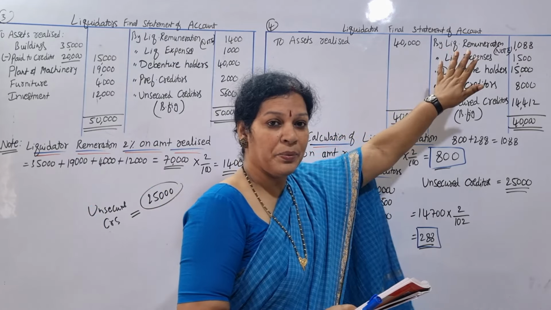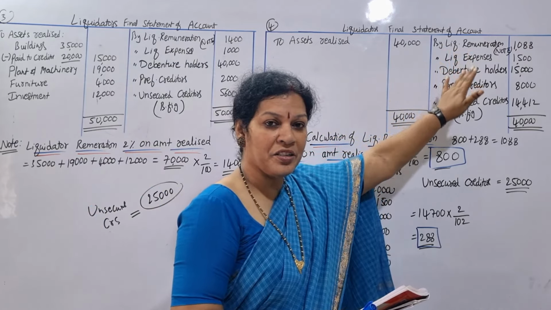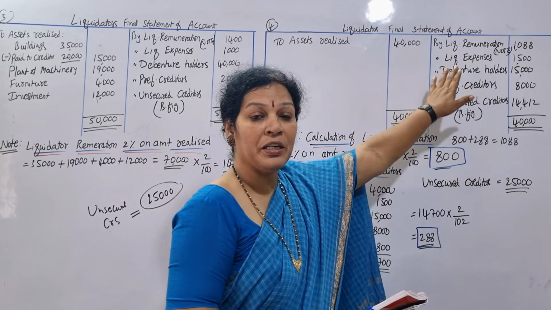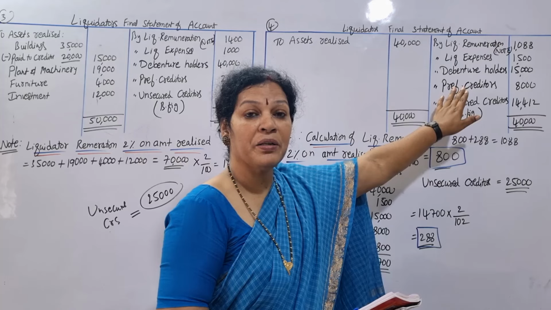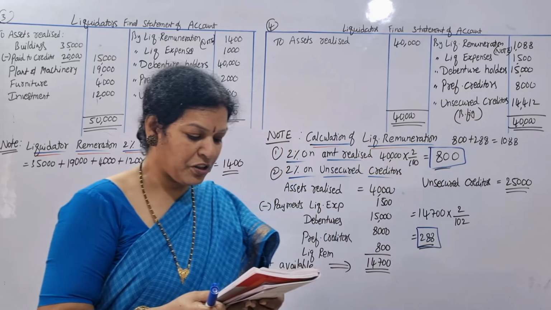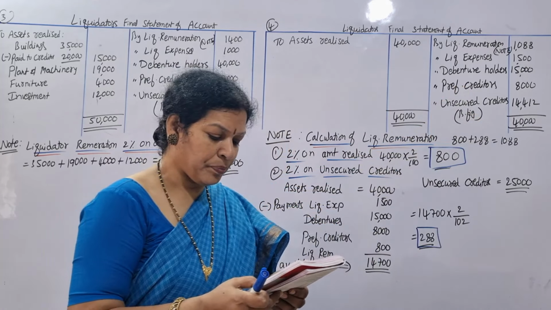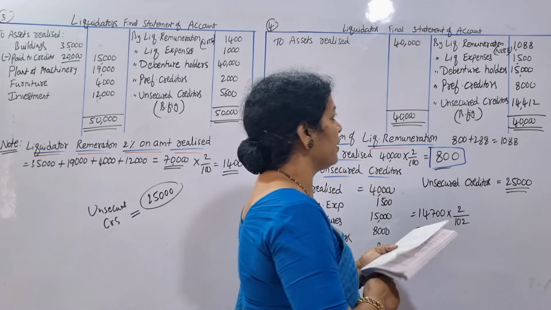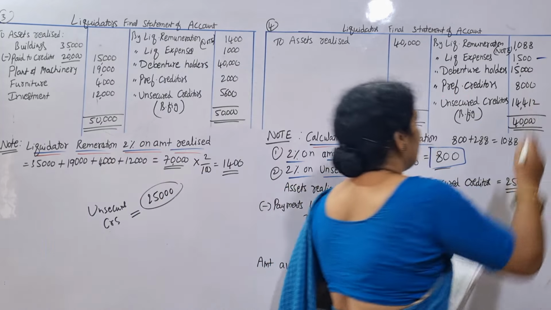Liquidator's remuneration, keep it as a gap. Then the rest of the payments. After liquidator's remuneration, what do you pay? Liquidation expenses. Liquidation expenses are here, 1500. 1500 it is. We made payment of this one.